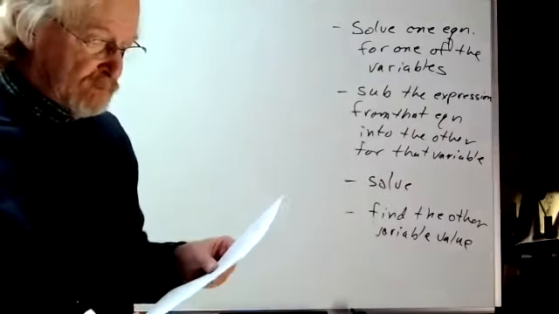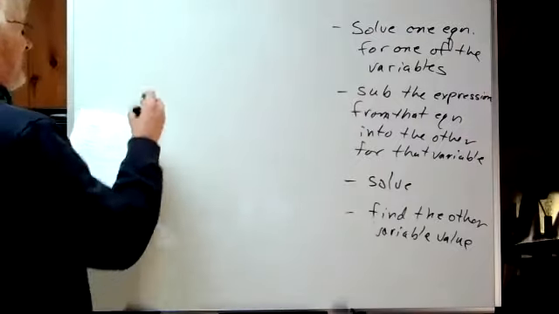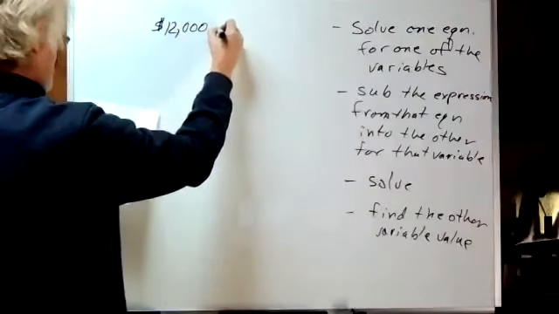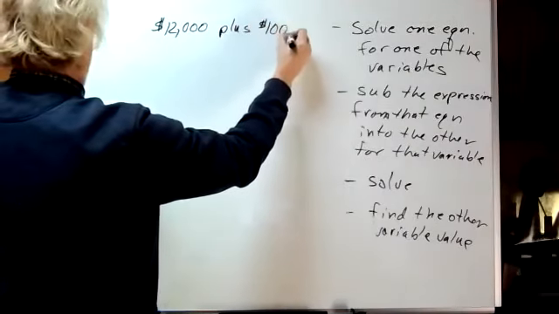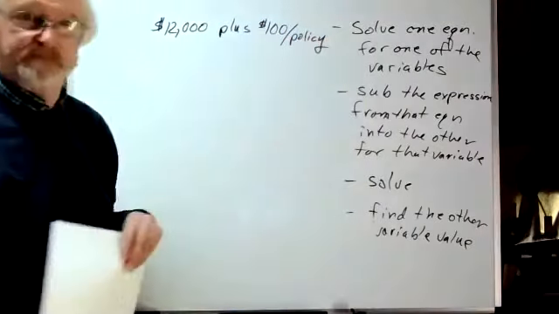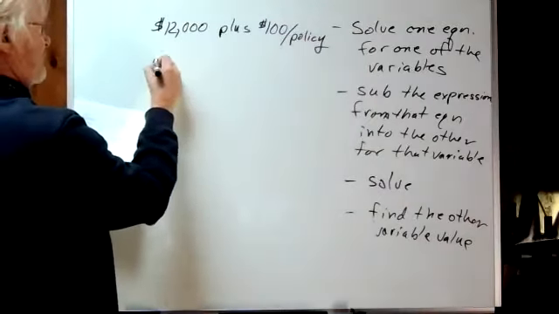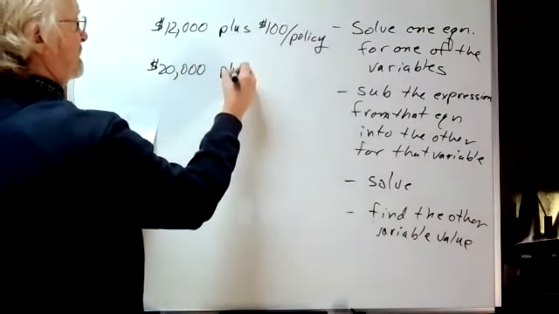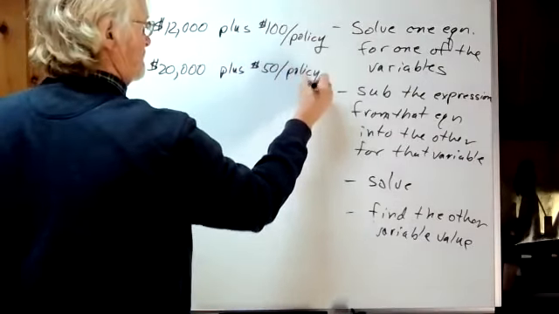Geraldine has been offered positions by 2 insurance companies. The first company pays a salary of $12,000 plus $100 commission per policy that she sells. Right? And the second company offers her $20,000 plus $50 per policy that she sells.